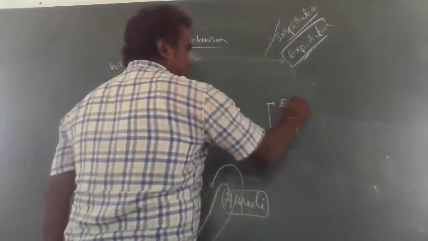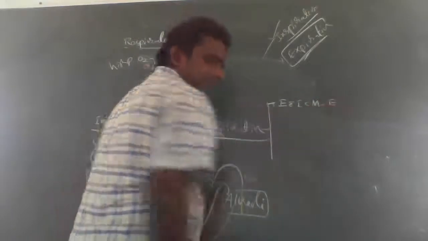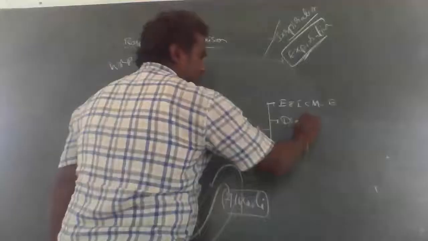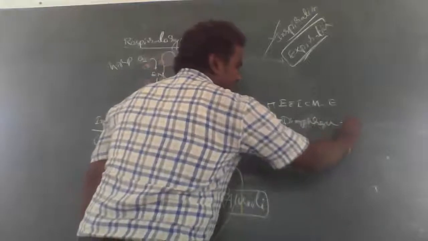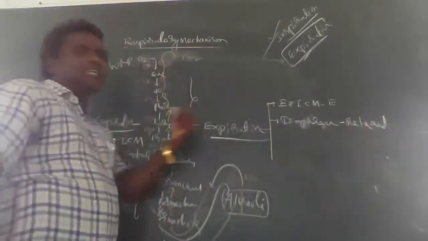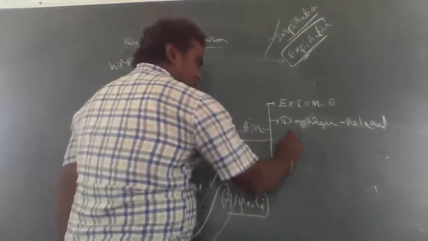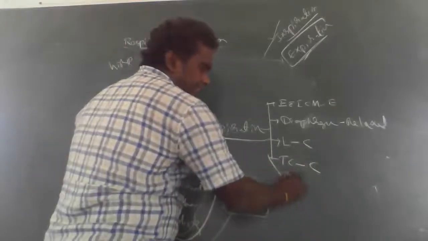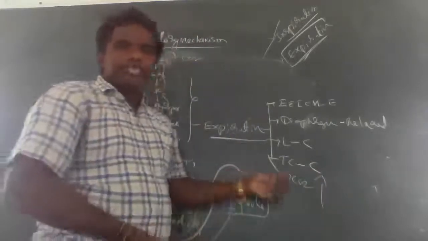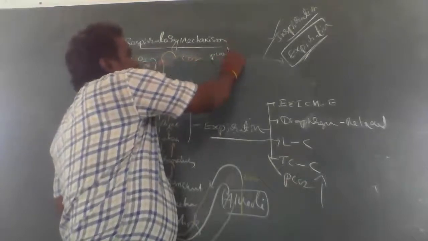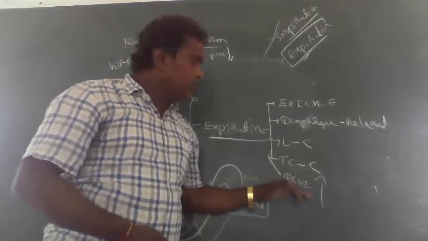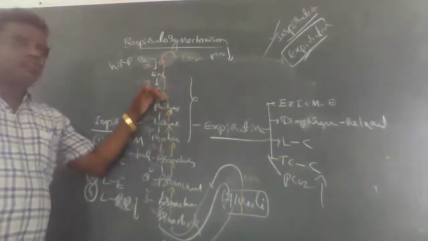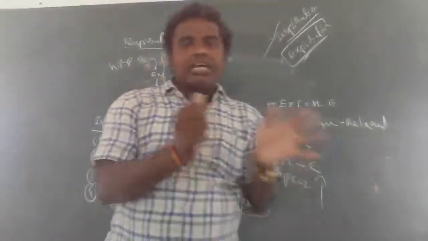In which condition does expiration take place? Number one, the external and internal costal muscles are expanded. And the next one, the diaphragm should be relaxed. Here contracted, here relaxed. And what happens? The lung size should be compressed, and the thoracic cavity is also compressed. In this condition, PCO2 pressure is more. In the environment, PCO2 pressure is lower. That's why the carbon dioxide moves from the alveoli to the bronchiole, tertiary, secondary, bronchus, trachea, larynx, pharynx, nasal cavity, external nostrils, outside.